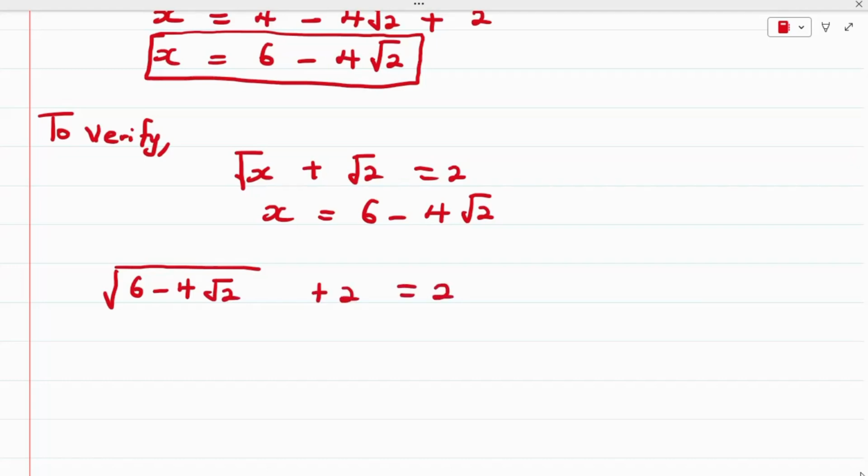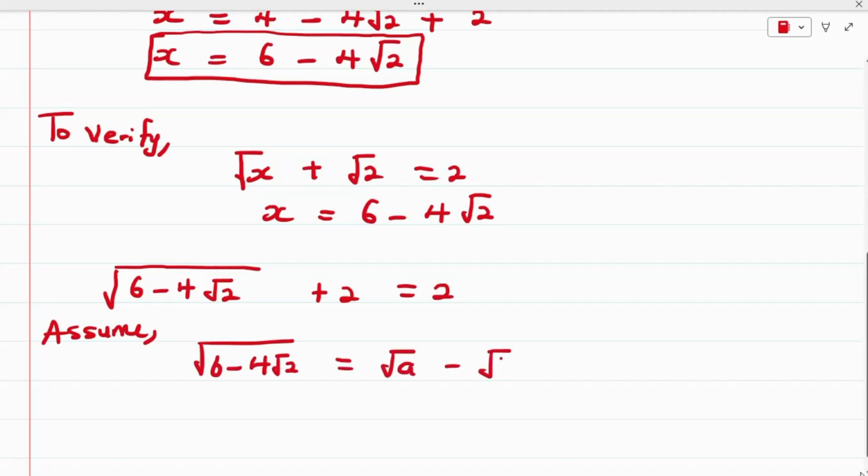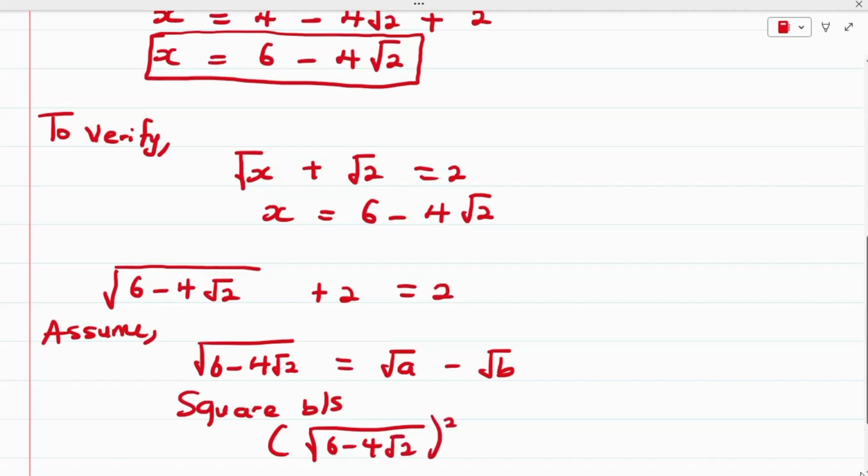Alright, so we want to simply expand the square root of 6 minus 4 root 2. So we assume that the square root of 6 minus 4 root 2 is equal to the square root of a minus the square root of b. So we want to square both sides. So squaring both sides, we have the square root of 6 minus 4 root 2 all squared is equal to the root of a minus the root of b all squared.